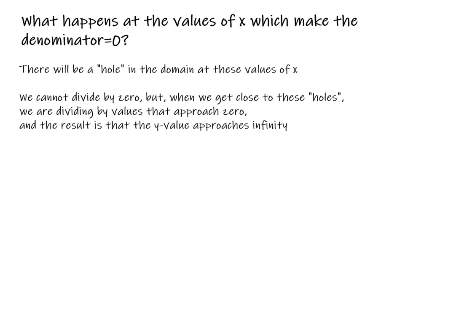Well, what happens at the values of x which make the denominator 0? Well, there's going to be a hole in the domain at these values of x. And you can't divide by 0, but as your values get closer and closer to that x, the denominator will get closer and closer to 0, so it's like we're dividing by 0, and so the y value of the function will approach infinity. Let's see what that looks like. In this function, I have f of x is x over x minus c. The variable in the function is x, but the hole is going to be at c.